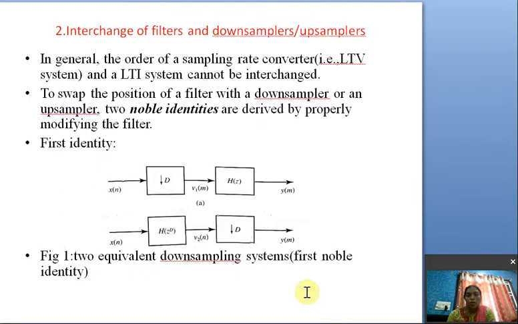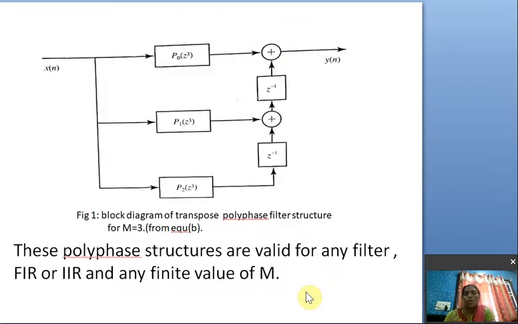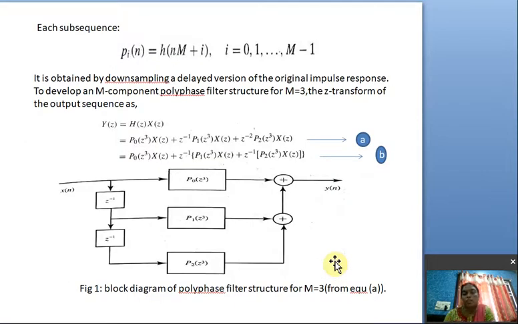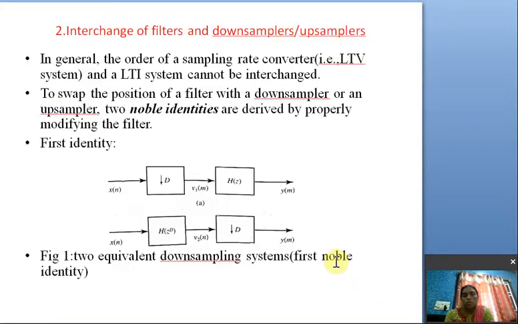Right now, based on this form, it is said to be polyphase decomposition. So based on this also you can get the nature h(nM plus I), that means that is nothing but the decimation process or downsampling process. So that is the first thing.